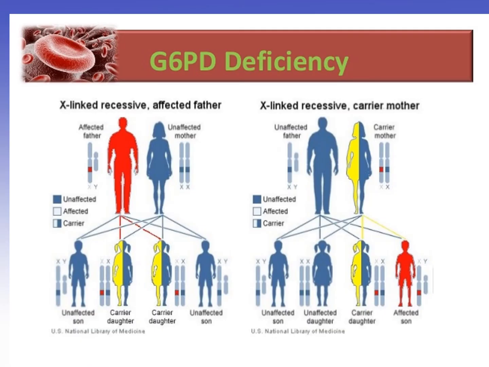So this is showing you how it would be passed from one generation to the next. Make sure you review this chart and look at the conditions. If you have one who is affected and one unaffected, you're going to end up having two carrier children. If you have an unaffected and a carrier, you're going to end up having one carrier and one affected.